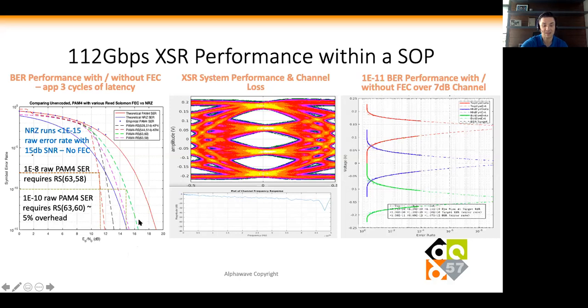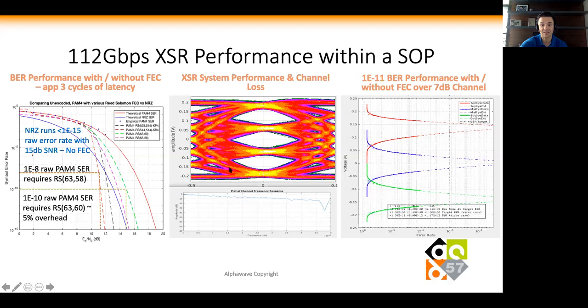So what's happening in system-on-package architectures is low-power, low-latency custom Reed-Solomon FECs are being built that can take 1e-10 error rates and improve them to 1e-15 while incurring 1 to 2 clock cycles of latency. So low latency forward error correction enables a 1e-15 error rate within an organic substrate.